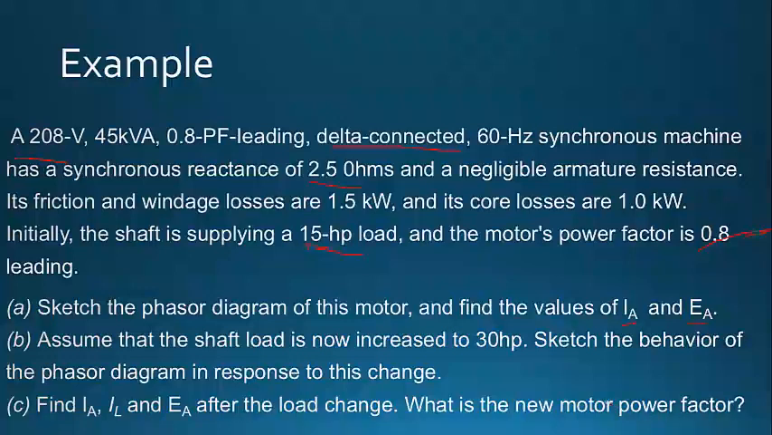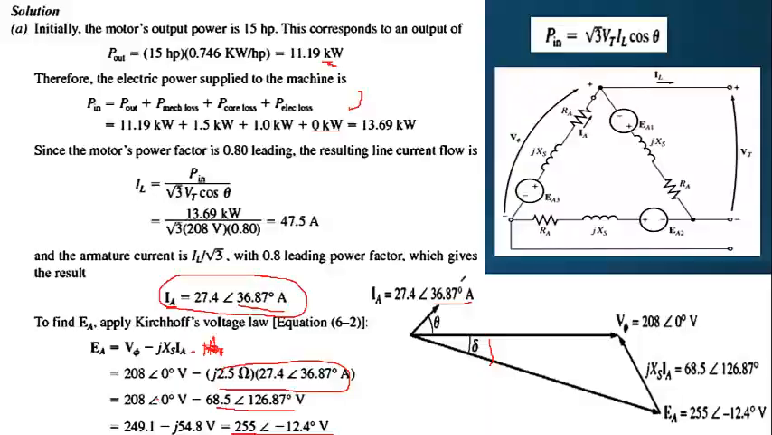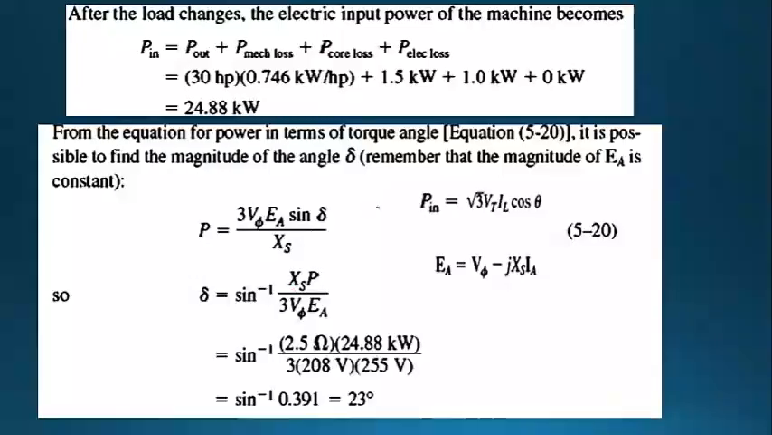So we need to go and find this part of it first. We can see that if we are to use the previous method to find our IA, we will be wrong, because the previous formula was P input is equal to root 3 multiplied by terminal voltage multiplied by IL cos theta, where we found the IL, and then after getting the IL we were able to find our IA.